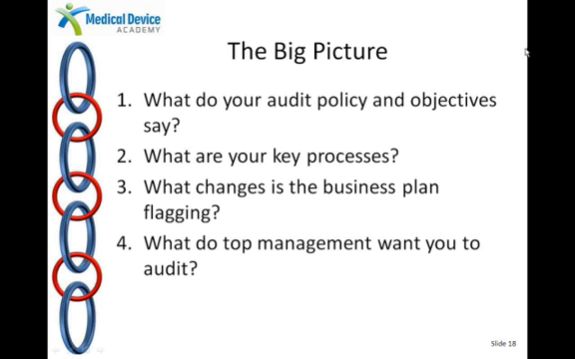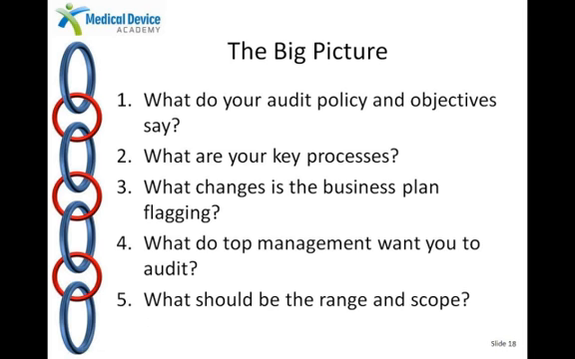And number 5, what should be the range and scope of your audit program? Maybe you should be auditing other departments or other sites. Maybe the accounts department, which often doesn't make it into quality management system audits. But it's surprising where they do interface with the quality management system. Or maybe you've got a remote sales office, or there's a distributor you've had a few problems with. Maybe it would be worthwhile doing a remote audit of that distributor.